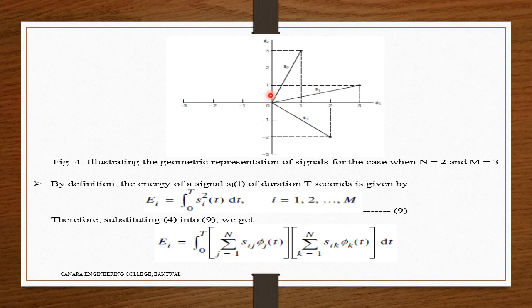Now, what we had discussed in the previous slide, the figure 4, is this one. It is having signals S1, S2 and S3, which have been differentiated in the 2 domains, pi 1 and pi 2, and it has 3 different signals. That is trying to say that M is equal to 3 and N is equal to 2.